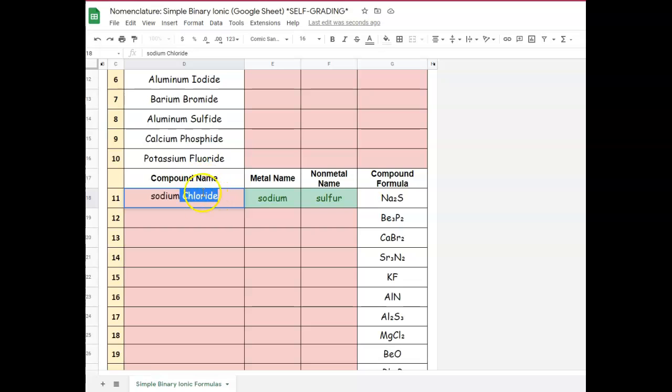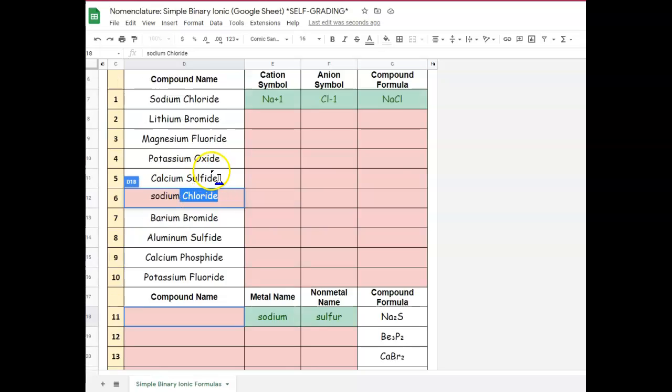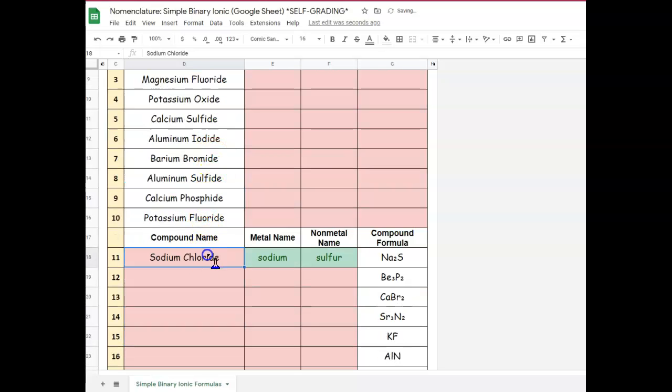Just so you know, when it populates like this, it's because it's written up here. That doesn't mean that that's your correct answer. As you could see, because I accidentally hit enter and it changed it to this, it doesn't change to green because it's not correct. So I'm going to go ahead and delete that.